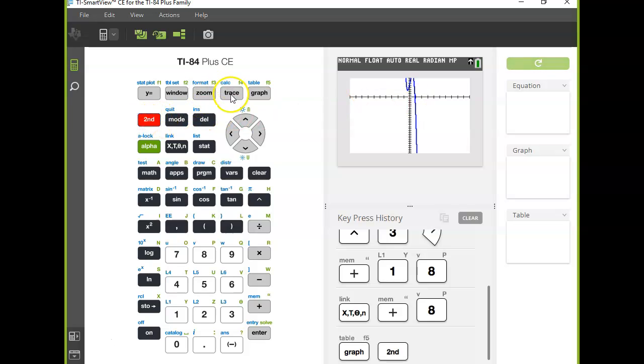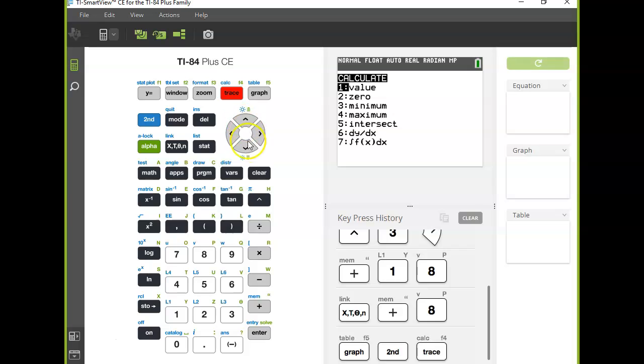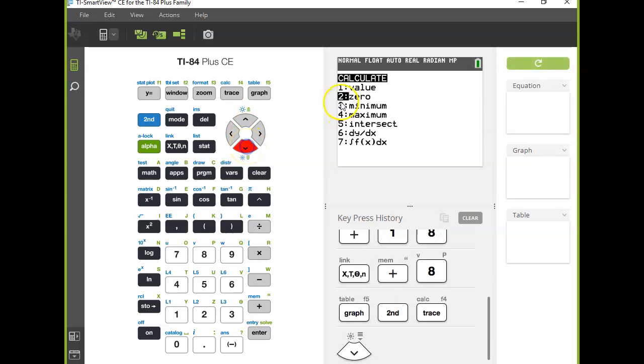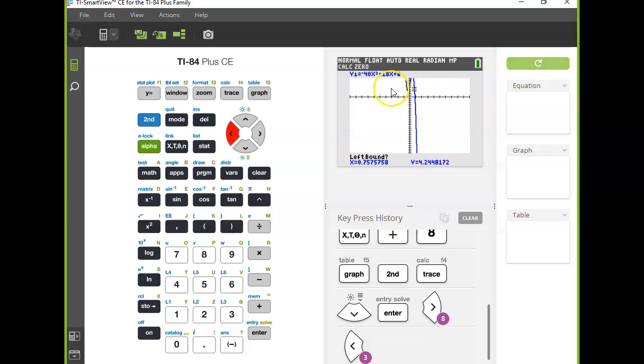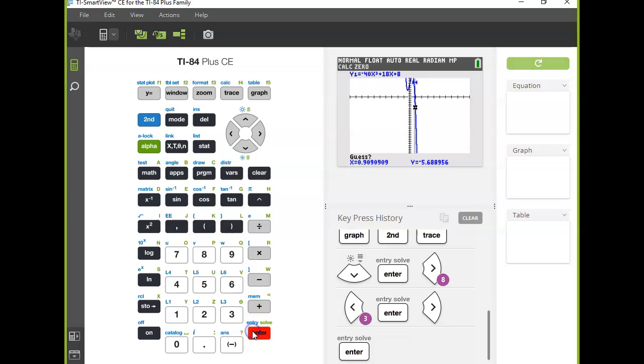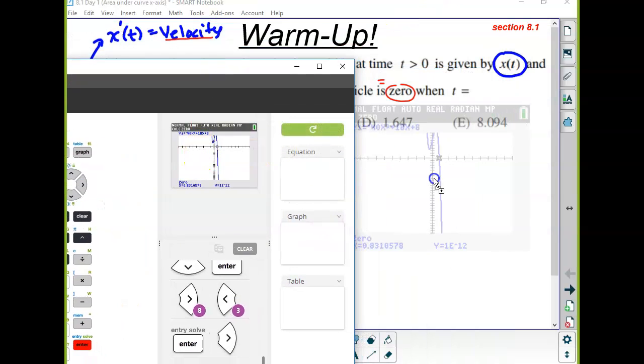Go second, calc, which is the trace button. And then you're going to go to option 2, which is zero. And this is going to ask you to do the left bound, right bound. So what I usually do is take my cursor and bring it to the spot where I get it as close as possible to that 0. And then I have to be to the left of it. So here the left is above it. I'll hit enter. And then the right bound would be below it in this case. So I'll hit enter again. Whenever it says guess, hit enter. And there it is.